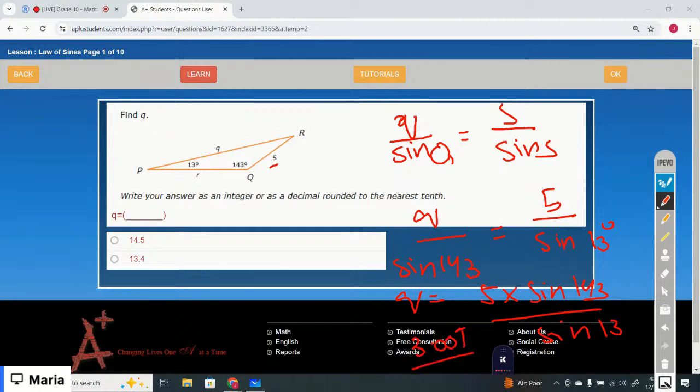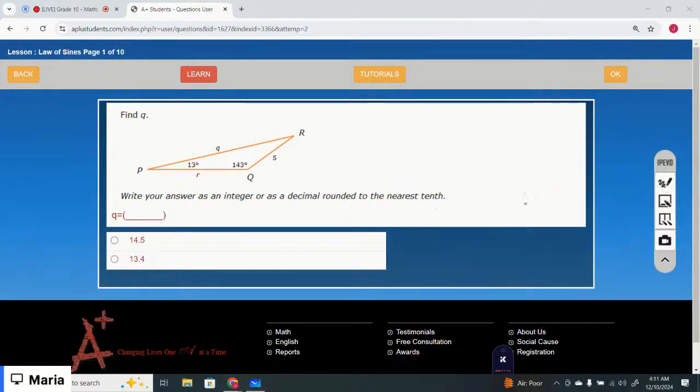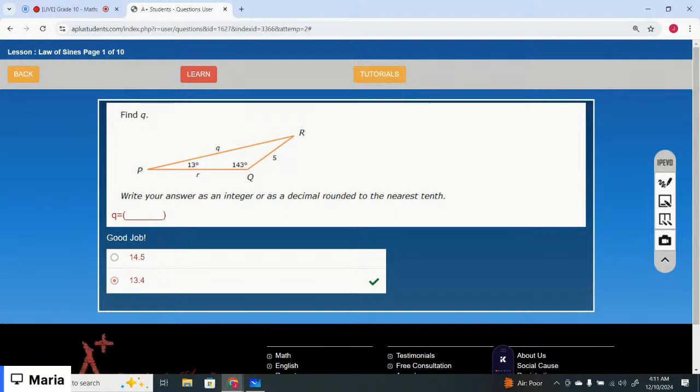3.009 divided by sine 13. Sine 13 is 0.2249. So just divide, right? 3.009 divided by 0.2249. So the correct option is 13.4. Option number 2 is the correct option. That means the length of the side q is 13.4. Option number 2 is the correct option, right? That is 13.4.